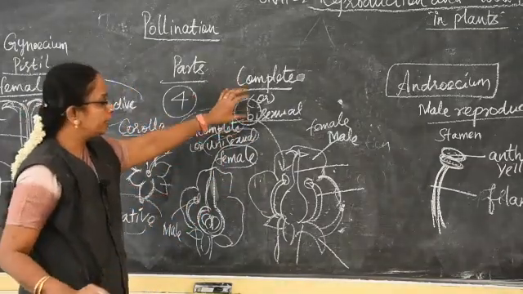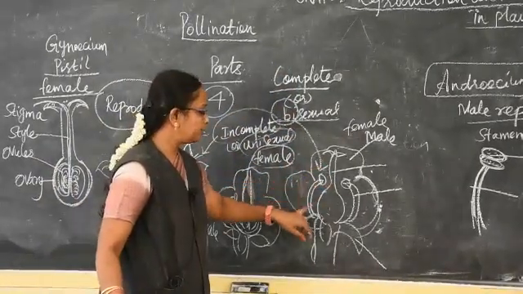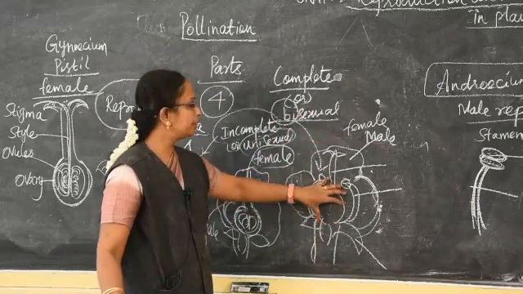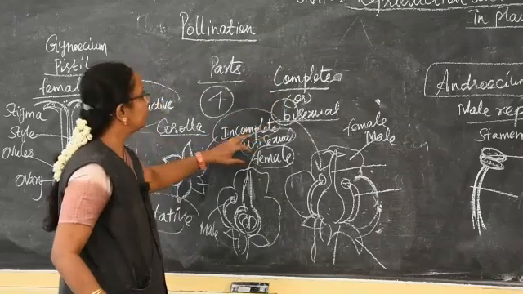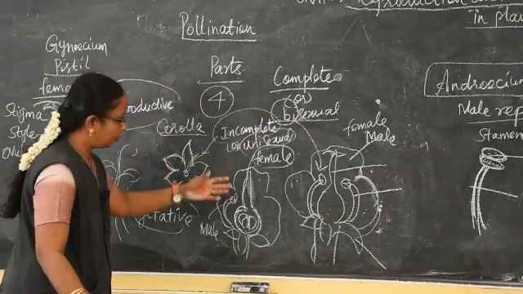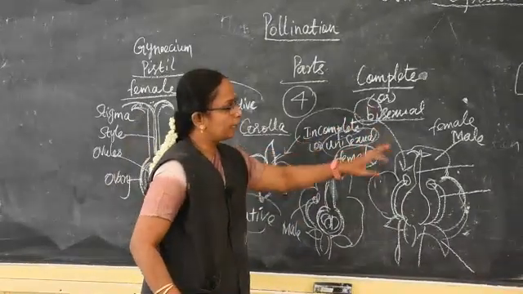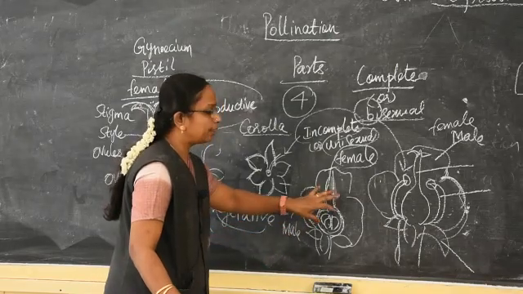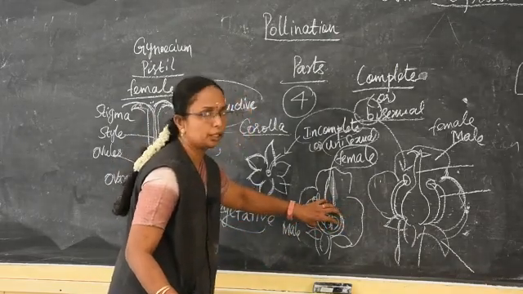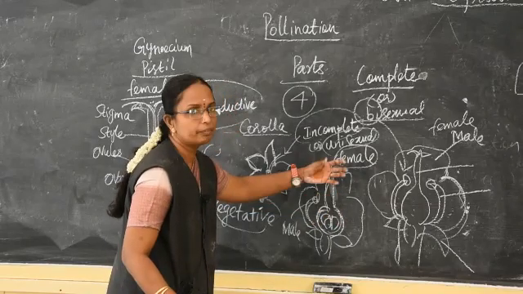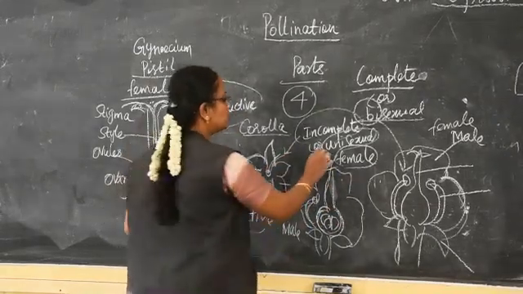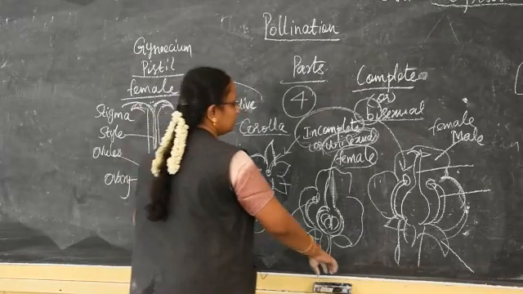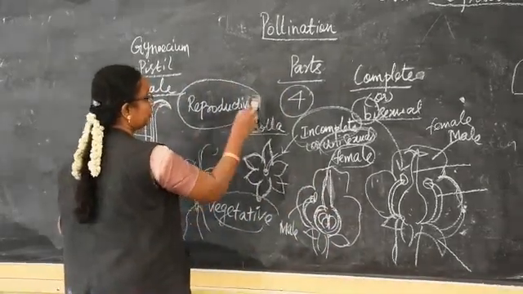What is a complete flower? If it contains all the four whorls, calyx, corolla, androecium and gynoecium, male and female parts in the same flower, that is known as a bisexual or complete flower. If the flower consists of only the male reproductive organ, that is androecium, that is known as a male flower. Otherwise, if it contains only the female portion, that is gynoecium, it is known as a female flower, and that is known as a unisexual flower or incomplete flower. So this is the type of flowers according to the type of the part.